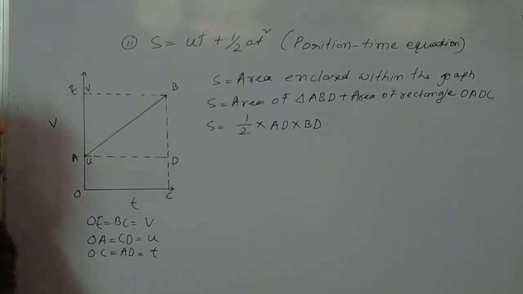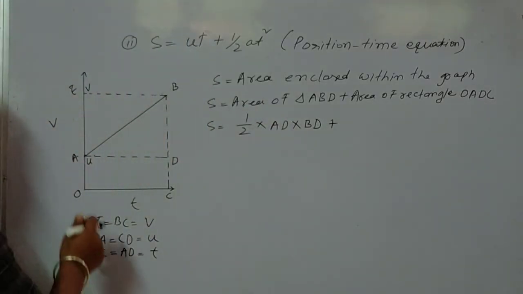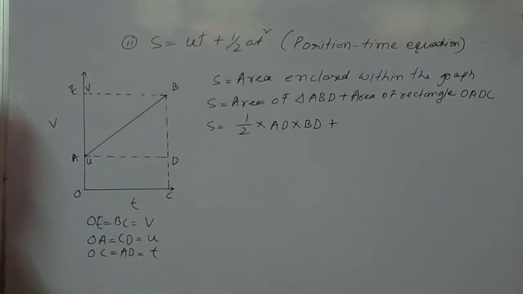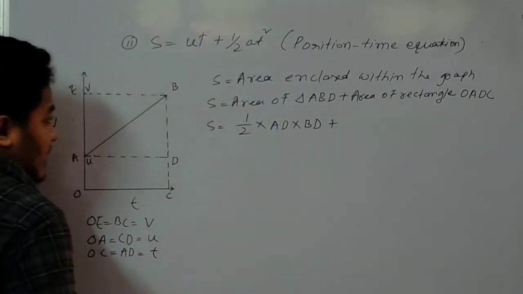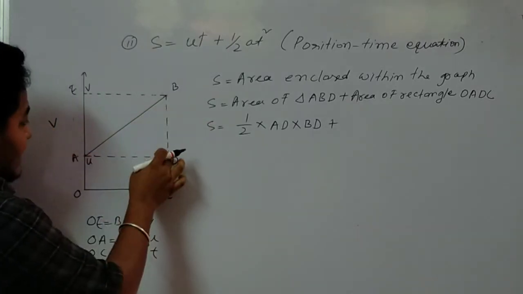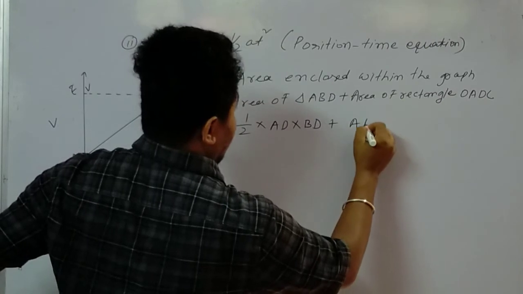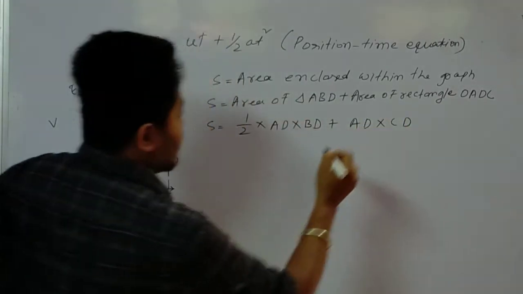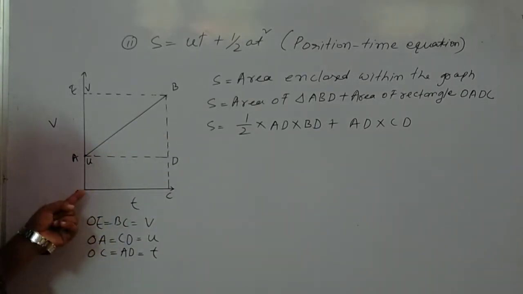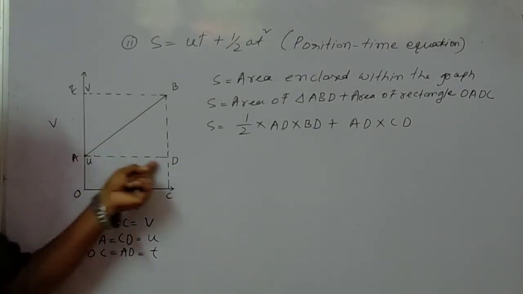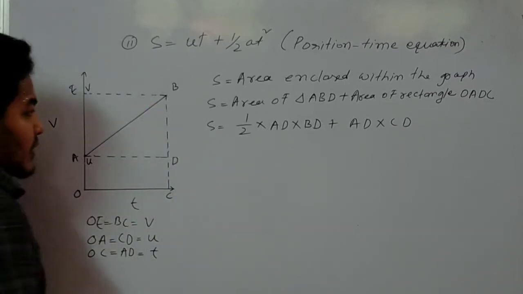Clear? Plus, again you can write area of rectangle OADC. What is the area of rectangle? Length into breadth. So we can write in this case AD into DC, or AD into CD. For this rectangle OADC, I can take AD into CD. Like that, we'll be able to find the required things for us.